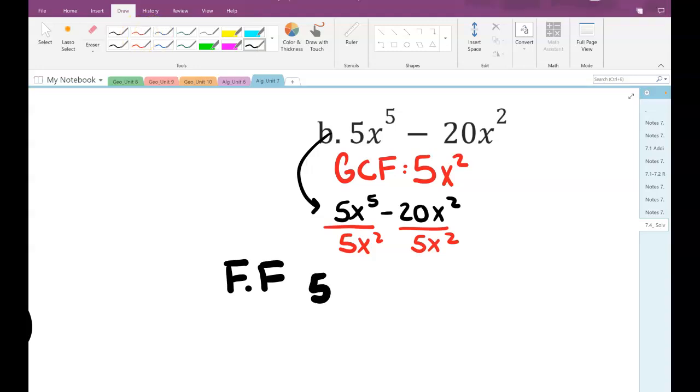So you put your 5x squared, your GCF, in the front of your parentheses. And then we fill in what we have. 5 divided by 5 is 1. X to the 5th divided by x squared is x to the 3rd. Negative 20 divided by 5 is negative 4. X squared divided by x squared is 1, so don't write that. So that's our final answer. It's already in factored form, ready to move on if we needed to.